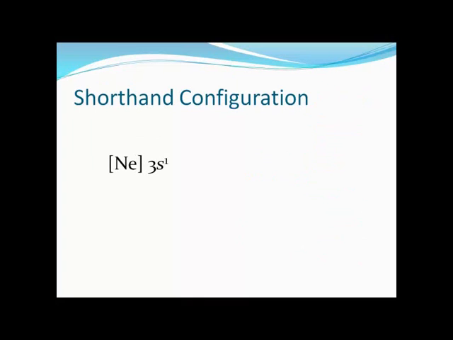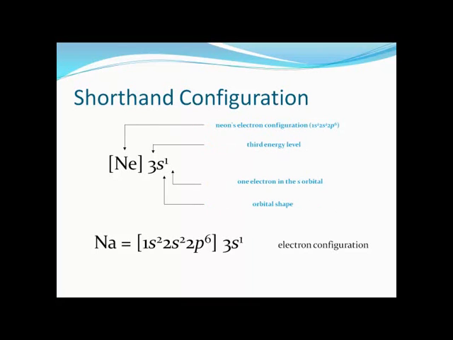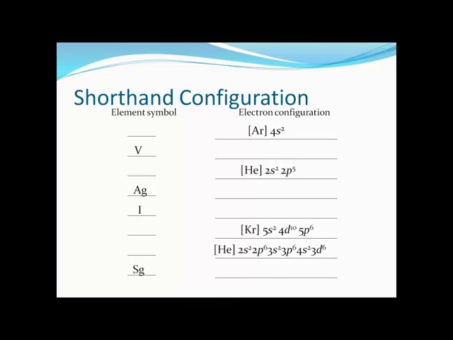Okay, so here is another look at that shorthand core configuration, and hopefully we'll be able to explain everything that's going on. The neon electron configuration, that's what the neon shows. The third energy level, the orbital shape is S, and there's 1 electron in it. And that is what sodium looks like. It's 1s2, 2s2, 2p6, 3s1. We just simply like to say it. So let's do some.